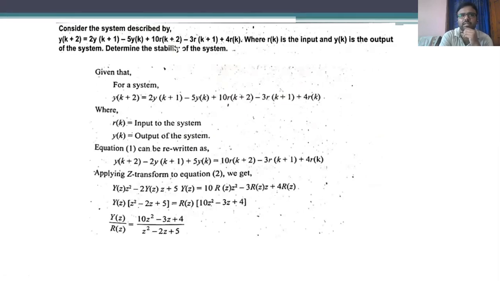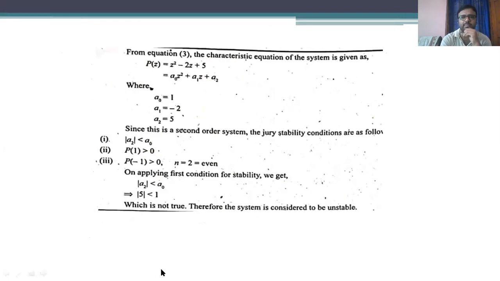With the application of the Z transform, we are going to determine the transfer function of the system. In that particular transfer function, the denominator value is nothing but the characteristic equation. So with the characteristic equation, we are going to determine the stability of the system.